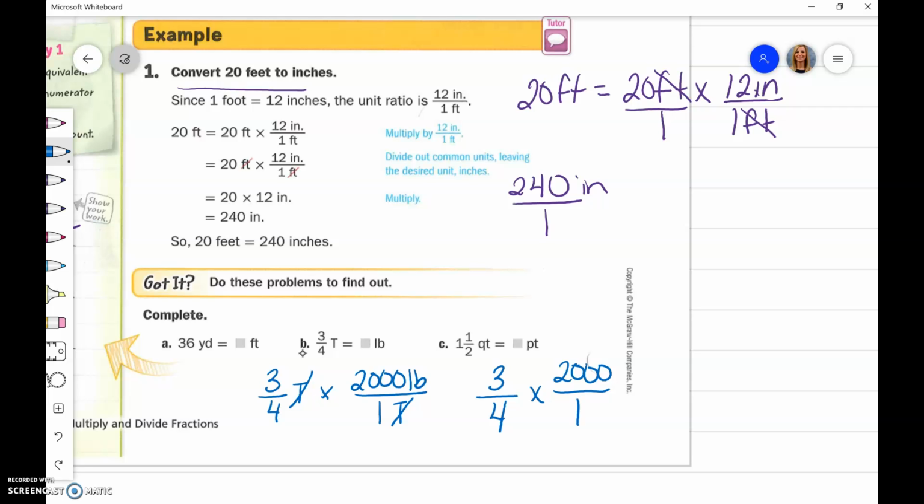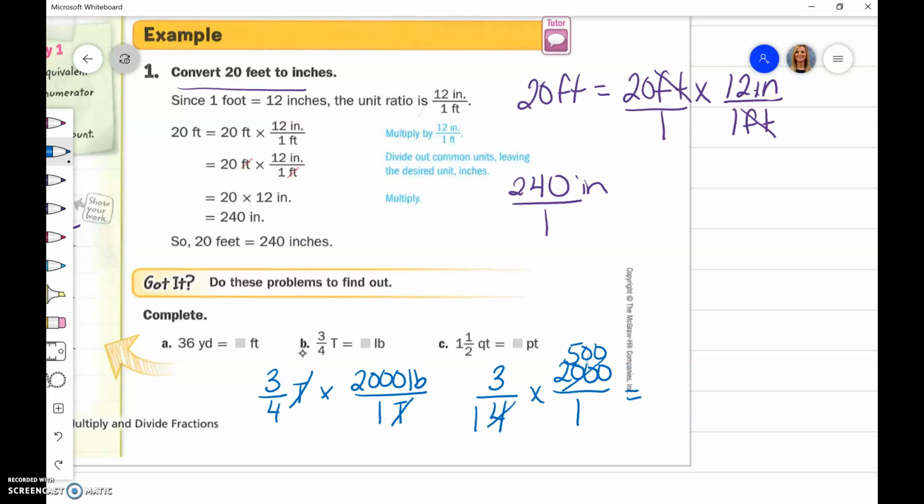This is just what we've been doing, is multiplying. So now we can cross simplify to make our life easier so we don't have such a big product at the end. So I'm going to divide each of those by 4. When I divide 4 divided by 4, I get 1. When I take 2,000 divided by 4, I get 500.